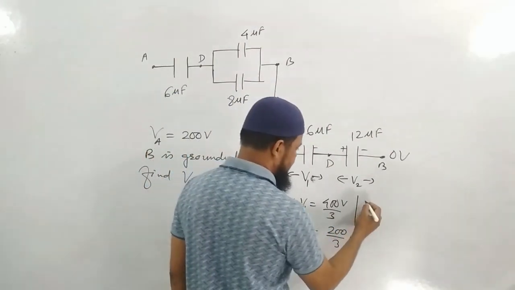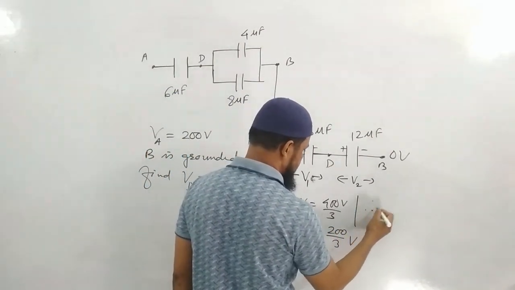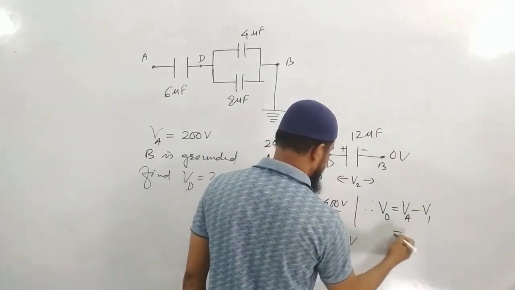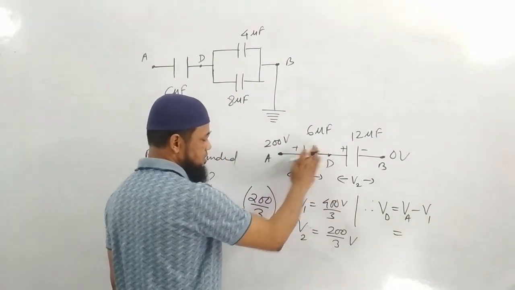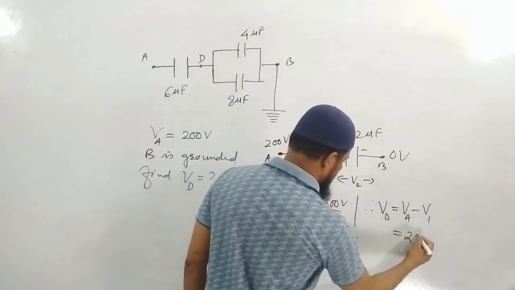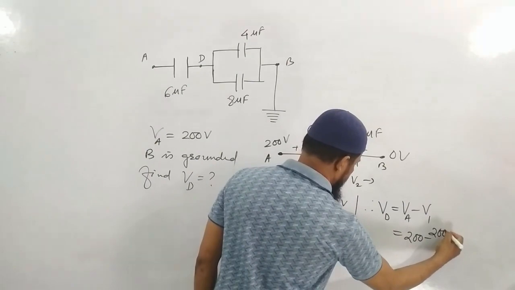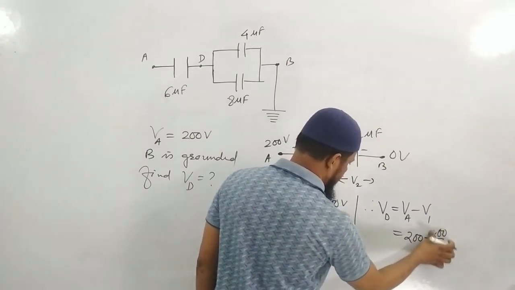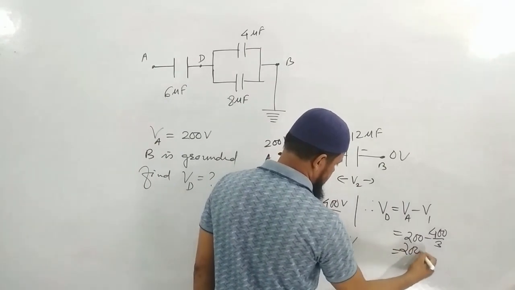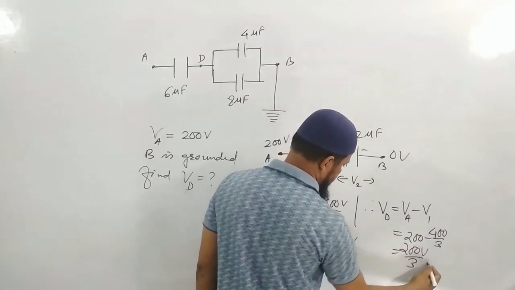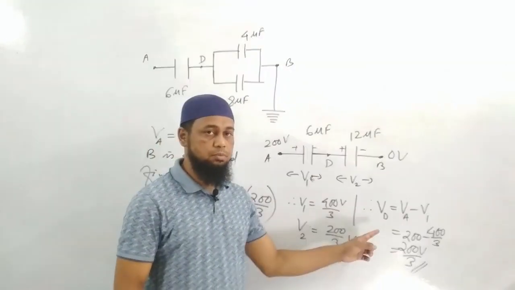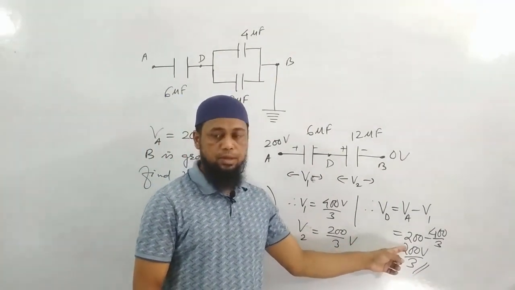Therefore VD is nothing but VA minus V1. This potential minus this. Why minus? Because the drop is from positive to negative. So this is 200 minus 400 by 3. 600 minus 400 is 200 volt divided by 3. That is the potential at point D.